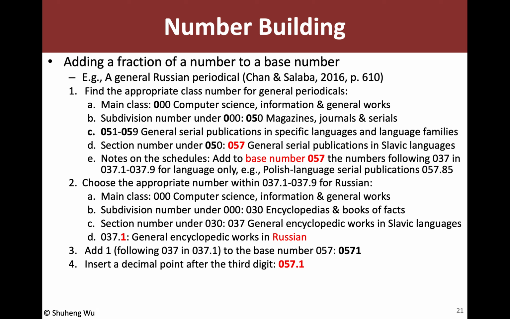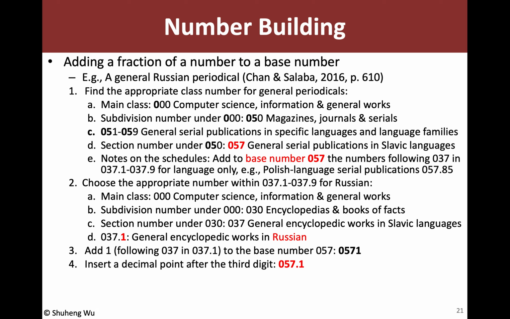Adding 85 to the base number 057 ends up with 05785, and don't forget to place a decimal point after the third digit. So the DDC number we constructed representing the general serial publications in the Polish language is 057.85, and it's exactly the same as the DDC number showing here on the example under the notes of 057. So that means we are on the right track and understand these notes correctly.